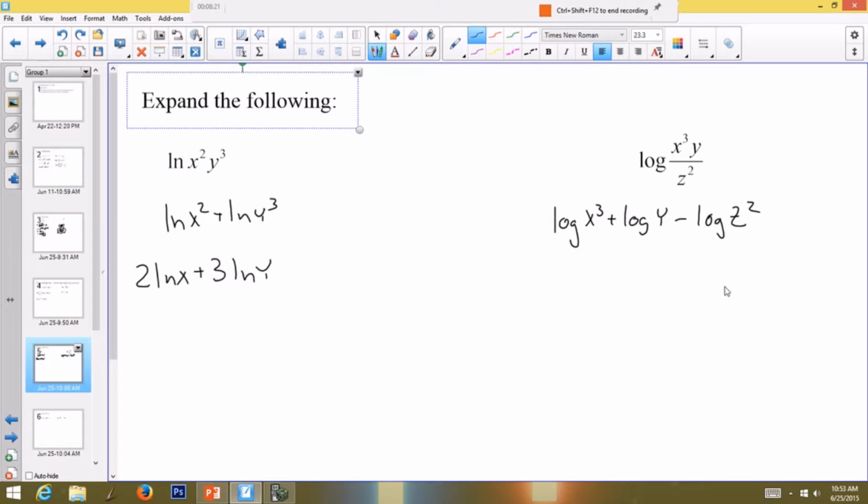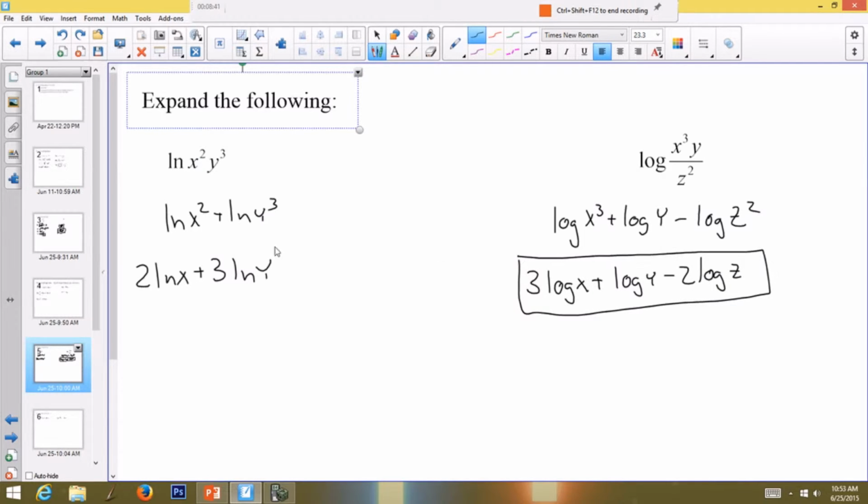And then we're going to use that last property on the previous page to bring those two exponents down and say that our final solution for this, our fully expanded form, will be 3 log x plus log y minus 2 log z. And those will be our two solutions here.